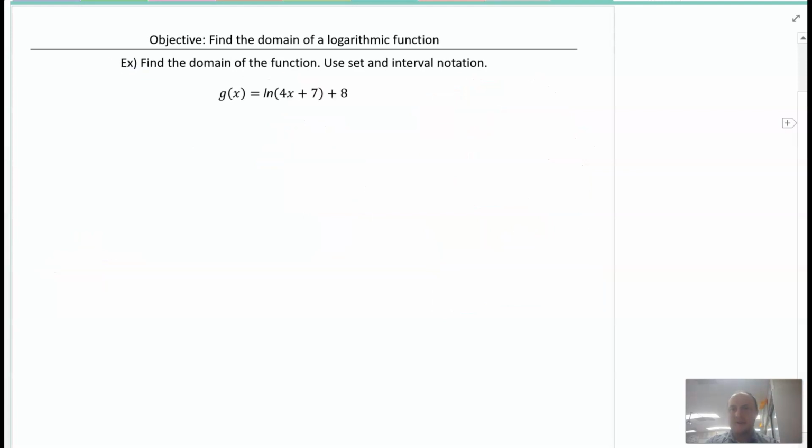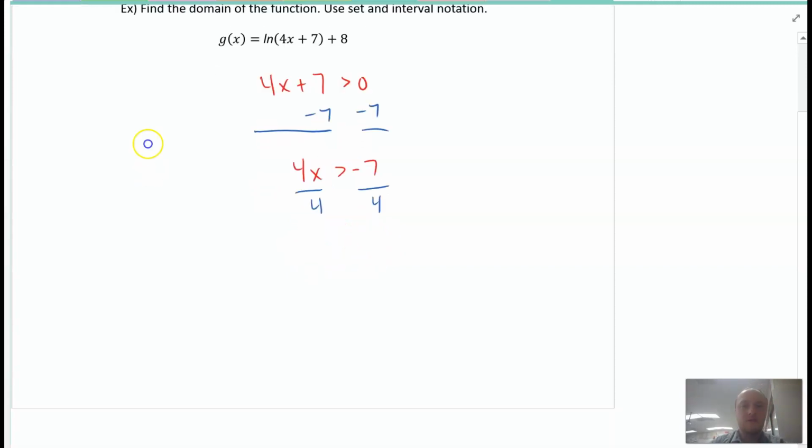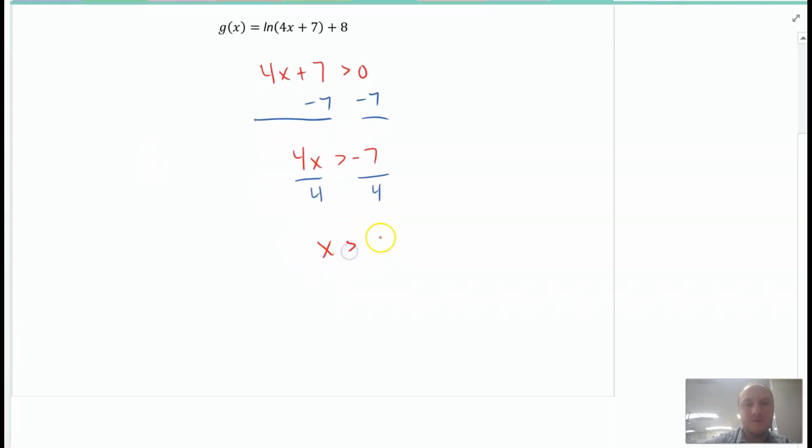Okay, next example. Example 2. We have the natural logarithm of 4x plus 7, plus 8, and we want the domain. So again, we'll take our argument 4x plus 7, and we'll set it greater than 0. We'll go ahead and solve for x. 4x is greater than negative 7, so x is greater than negative 7 divided by 4. X must be greater than negative 7/4.